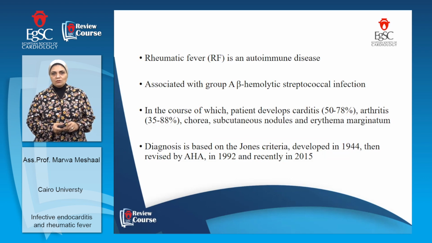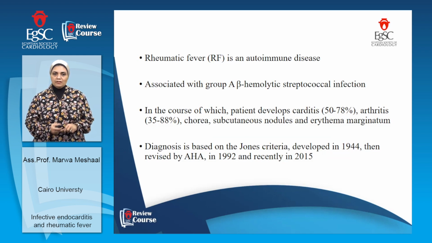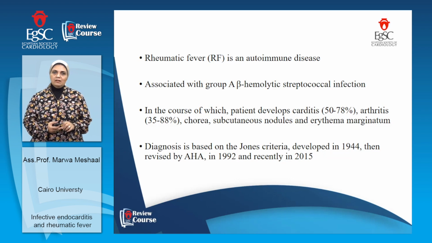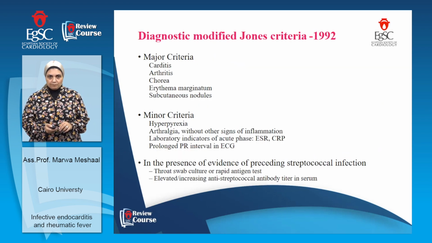Rheumatic fever is an autoimmune disease associated with group A beta-hemolytic streptococcal infection, in the course of which there is carditis, arthritis, chorea, subcutaneous nodules, and erythema marginatum, which are considered major criteria for the diagnosis. The diagnosis is based mainly on the modified Jones criteria. It was developed in 1944, modified by the AHA in 1992, and a recent modification was added in 2015.